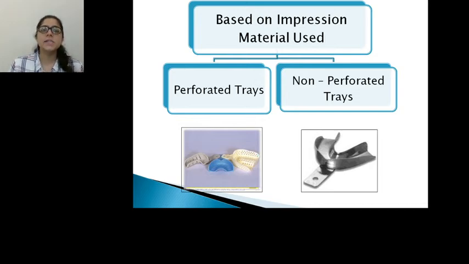The next classification is based on the impression materials used. So first it is the perforated trays and next is the non-perforated trays. So perforated trays are used when more retention is required for the impression materials such as alginate, and non-perforated trays are used for rigid impression materials such as impression compound.